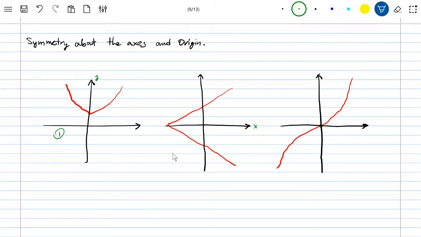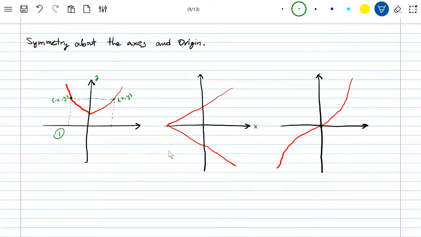In the first case, symmetry about the y-axis means if you pick any point on the graph of a given equation, the point exactly across the y-axis, on the other side, also belongs to the graph. If you look at the coordinates of these two points, this point has coordinates x, y. What is the coordinate of the other point? The y value is the same, the x value is just the opposite, so negative x and y.